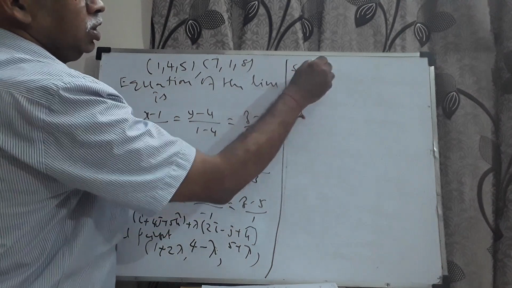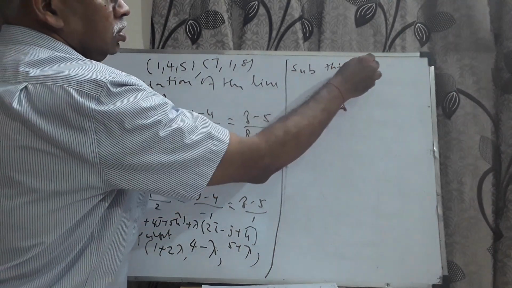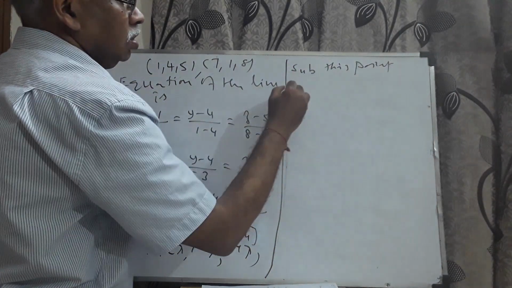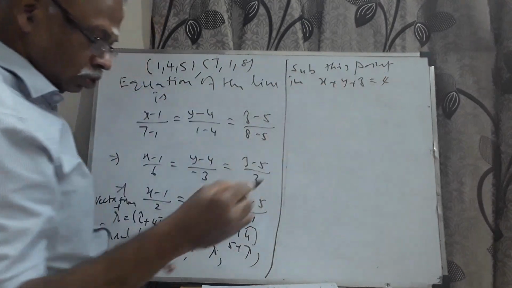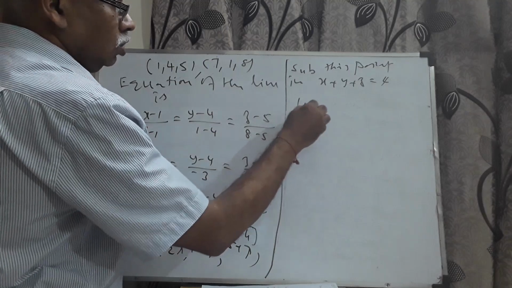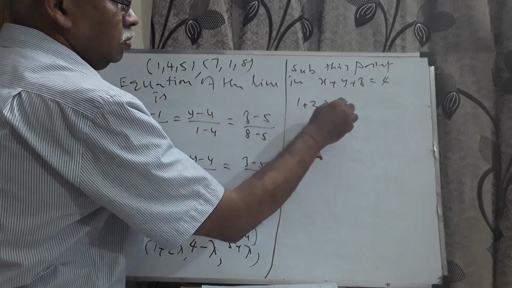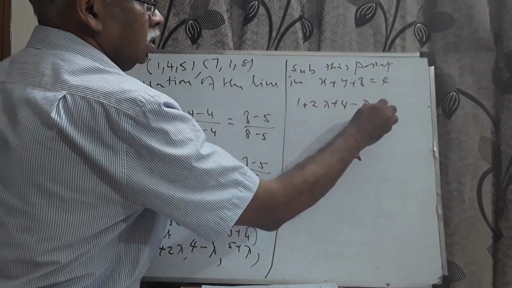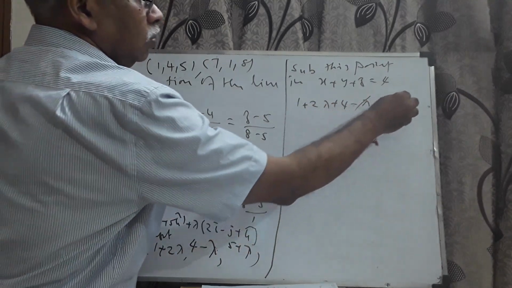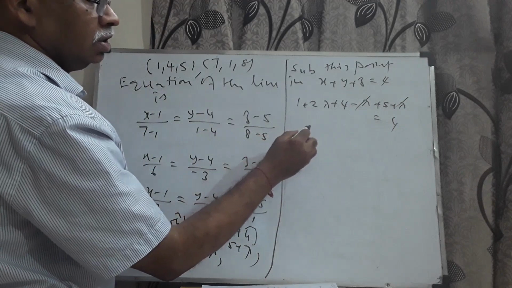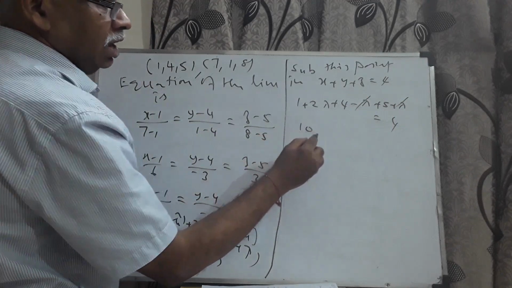Now substituting this point in the plane equation. What is the plane equation given? x plus y plus z equal to 4. We get 1 plus 2 lambda plus 4 minus lambda plus 5 plus lambda is equal to 4. Anyway, one lambda gets cancelled, and we get 10.